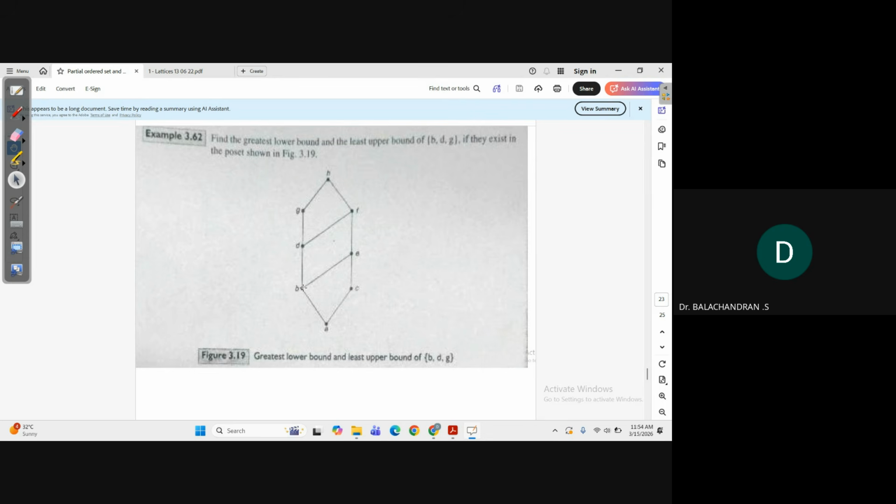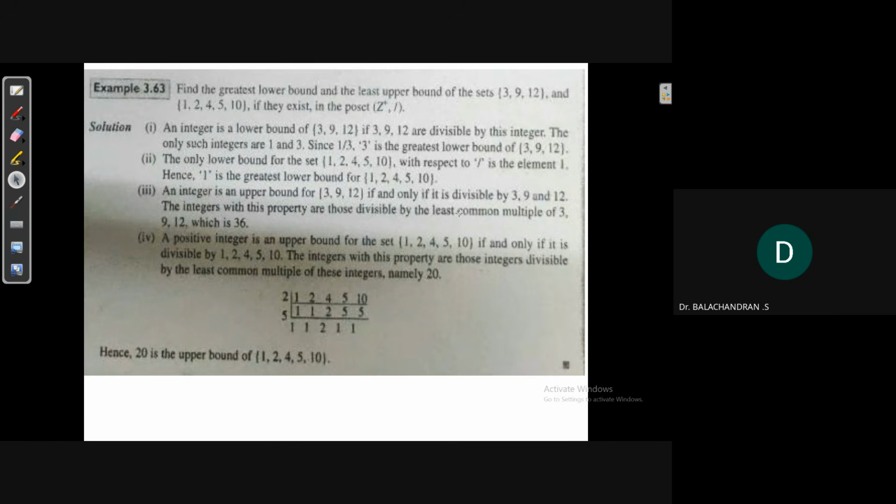Next, I will go to the next slide. You can see here the upper bounds for B, D, G are G and H. Since G is less than H, G is the least upper bound. The lower bounds of B, D, G are A and B. Since A is less than B, B is the greatest lower bound.